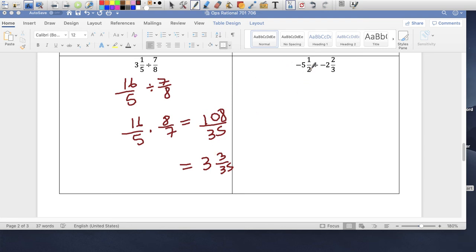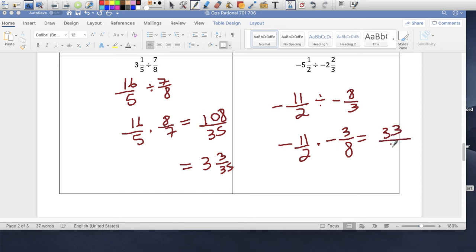This one, it's going to be 2 times 5 is 10, plus 1 is 11 over 2, divided, sorry, negative. And then 3 times 2 is 6, plus 2 is 8, 8 over 3. Let's switch this to a multiplication problem, right, by multiplying by the reciprocal. Can I simplify anything? No. 3 and 8 doesn't work, 3 and 2 doesn't work, 11 and 2 does not work, and 11 and 8 does not work. So, negative and negative is a positive. 11 times 3 is 33. 2 times 8 is 16. 16 goes into 33 2 times, and 1 over 16.